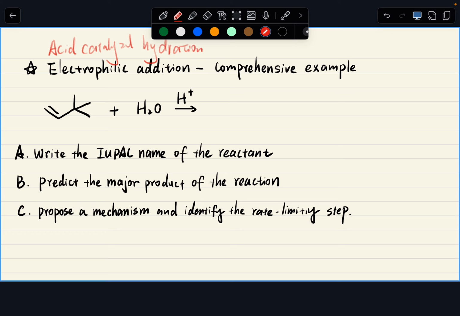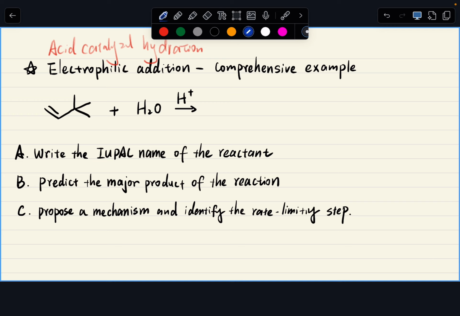And the question asks you to first write the IUPAC name of the reactant. Obviously not the water part, but the alkene part. So write the IUPAC name, that's nomenclature. Secondly, predict the major product of the reaction. So this one, we're expecting you to know how to predict the regioselectivity based on the nature of the reaction. And also propose a mechanism and identify the rate limiting step. All right, so let's work on this together.